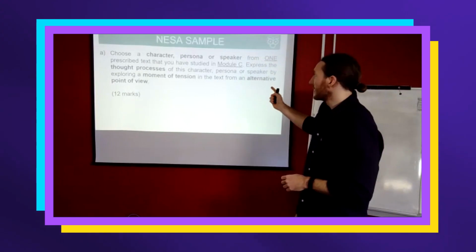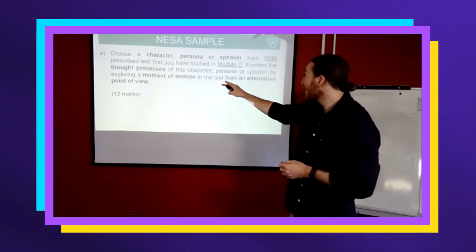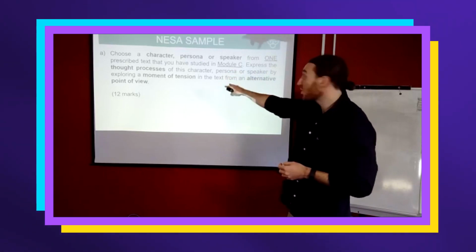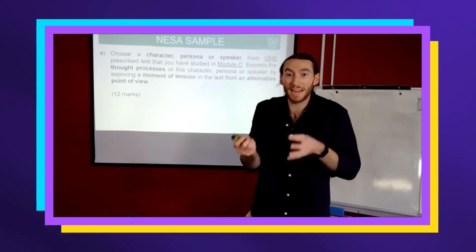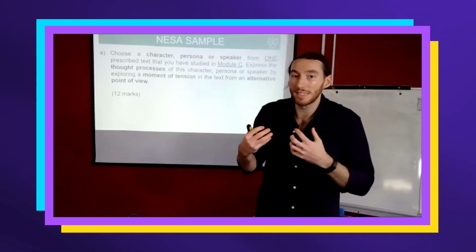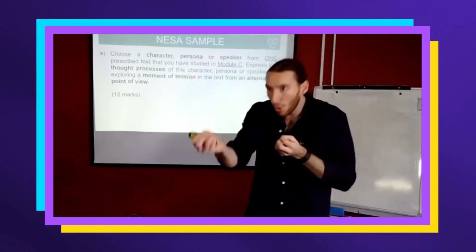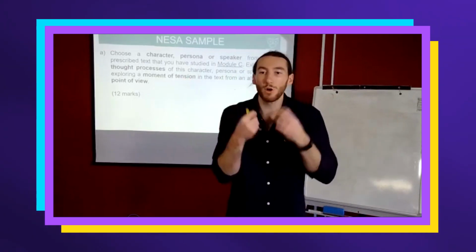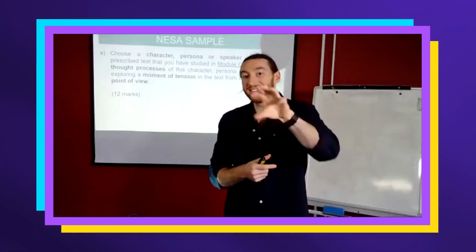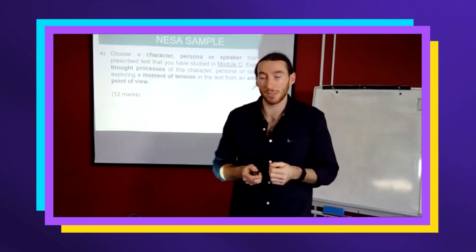Have a look at this question. It's a NESA sample question, but it says choose a character, persona, or speaker from one of the texts, and then it says express the thought processes exploring a moment of tension in the text. So you could get a question that actually draws upon not just the stylistic elements, but actually the tension in the text. So my view is, even if you don't get a question that specific, why not do that anyway? So you're now prepared for both cases. Does that make sense? So if you haven't already made a draft that is surrounding the key moment of tension in the text that you're looking at for the stylistic elements, for how they've written, then I would make that adjustment as soon as possible.